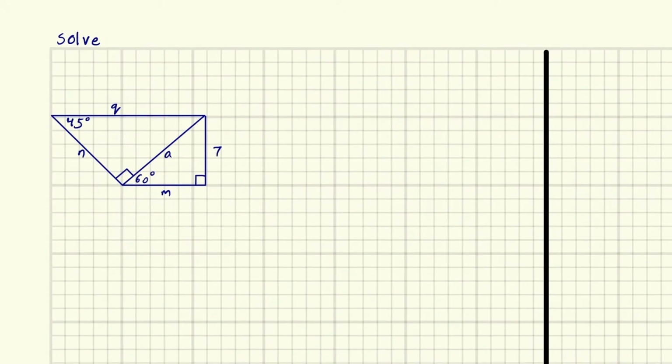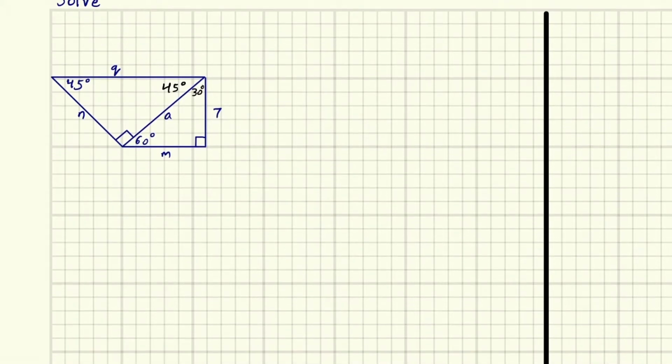So in this particular case, we see that we have a 45-45 triangle, right? Because if this is 45 degrees and this is 90 degrees, they have to add to 180. That means that this last one has to be 45. Then this one has to be a 30, 60, 90 triangle. Another important one. So let's just recall the properties of these triangles really quickly.